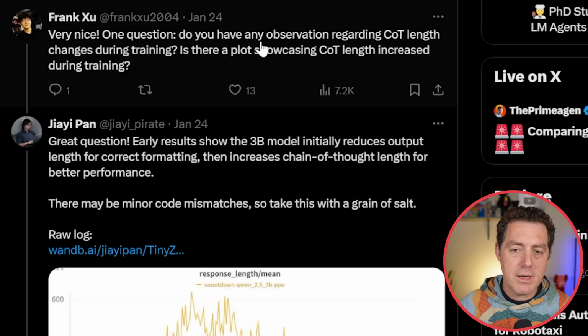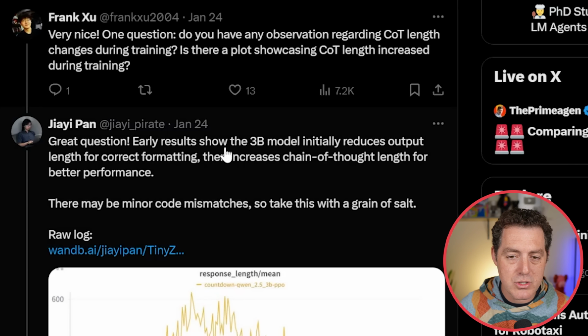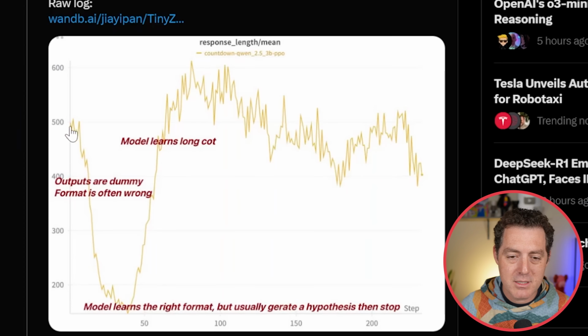So another question, do you have any observations regarding the chain of thought length changes during training? Is there a plot showcasing chain of thought length increase during training? Great question. Early results show the 3B model initially reduces output length for correct formatting, then increases chain of thought length for better performance. Here is what that looks like. So initially drops the output length down, then learns long chain of thought, and it kind of stays equal, maybe drops a little bit over time.